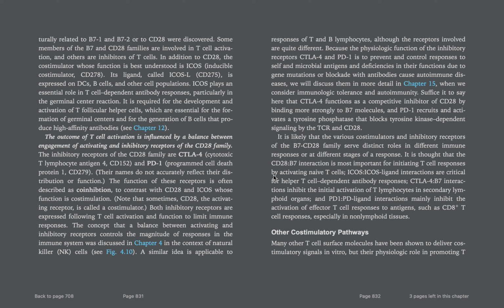It is likely that various costimulators and inhibitory receptors of the B7-CD28 family serve distinct roles in different immune responses or at a different stage of a response. It is thought that the CD28-B7 interaction is most important for initiating the T cell response by activating naive T cells.